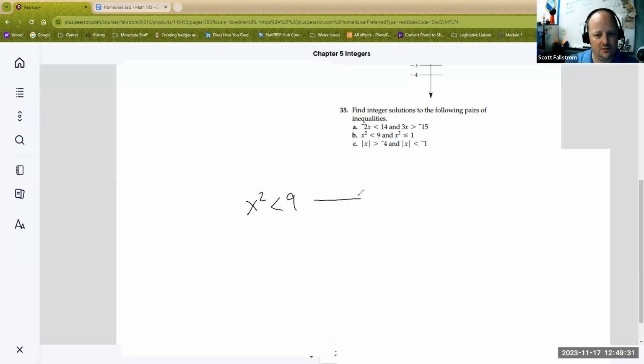Okay, so for a problem where you have x squared is less than 9, I know you want to take the square root. I get it. The square root of x squared is less than the square root of 9. The square root of 9 is 3. But the issue that sometimes comes up with students is here.